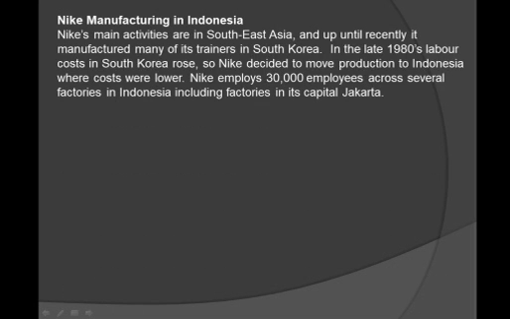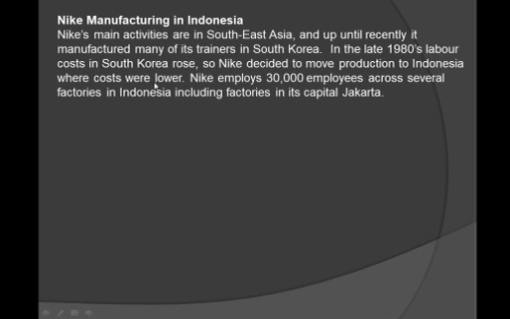Nike manufacturing in Indonesia. So this is one of the countries that has a manufacturing factory for Nike. So let's take a look at some details. Nike's main activities are in Southeast Asia. We've mentioned this already, and up until recently it manufactured many of its trainers, the shoes and the clothes, in South Korea.